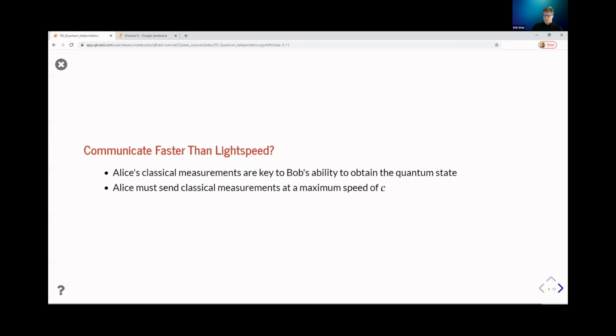No, we can't. Could Bob measure the state as soon as Alice does her measurements? Sure, Bob could do that. But Bob would have no way of knowing whether he had operated on the right state, because he may have needed to apply some X and Z gates as well. And so the only resolution to this problem is that Alice has to send the classical measurements along to Bob for Bob to be able to extract any useful information. And so therefore, we haven't broken the rule that information can travel no faster than the speed of light.